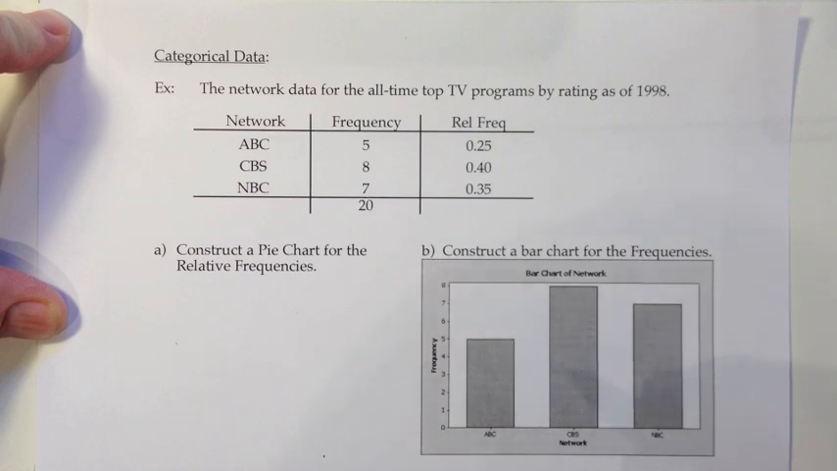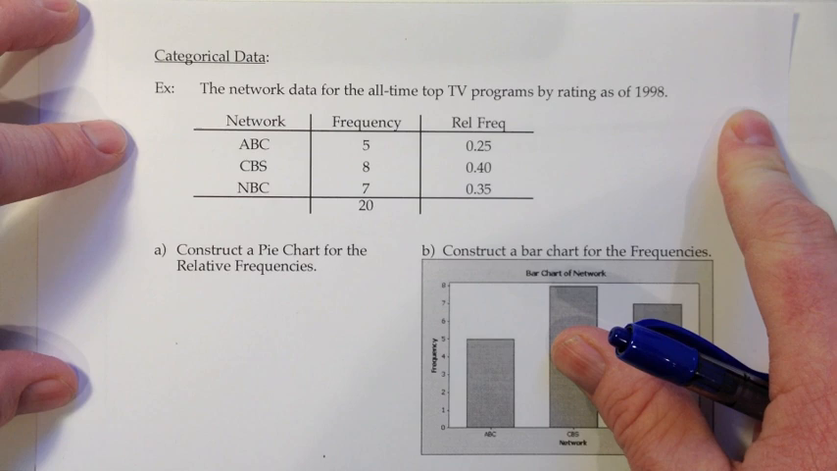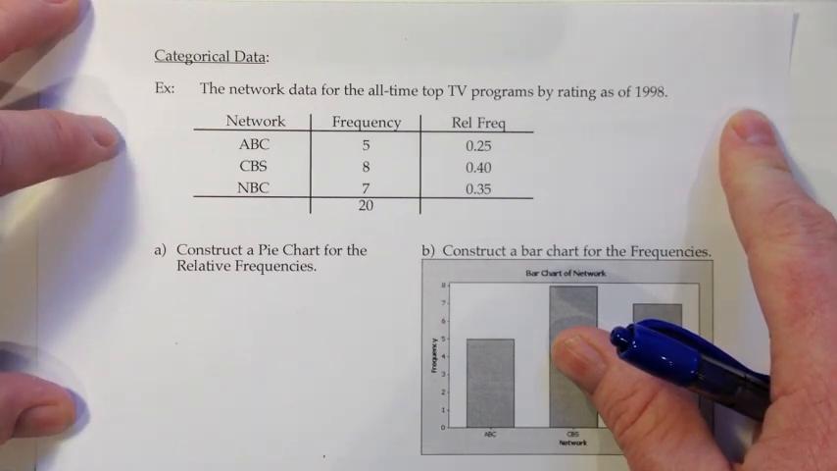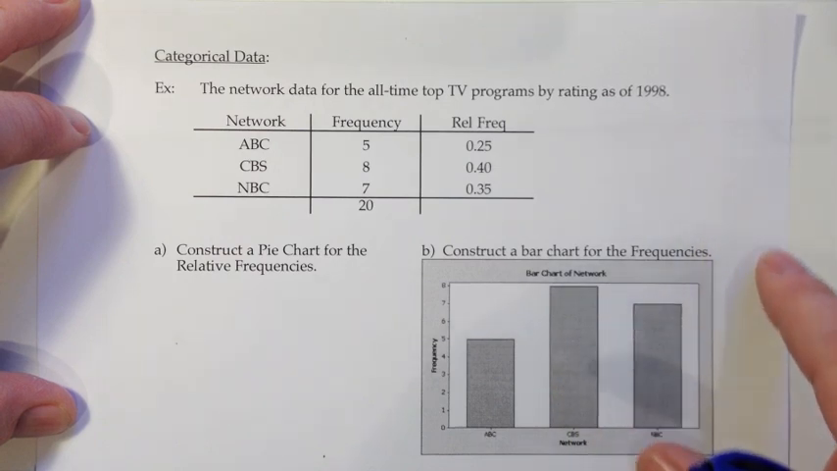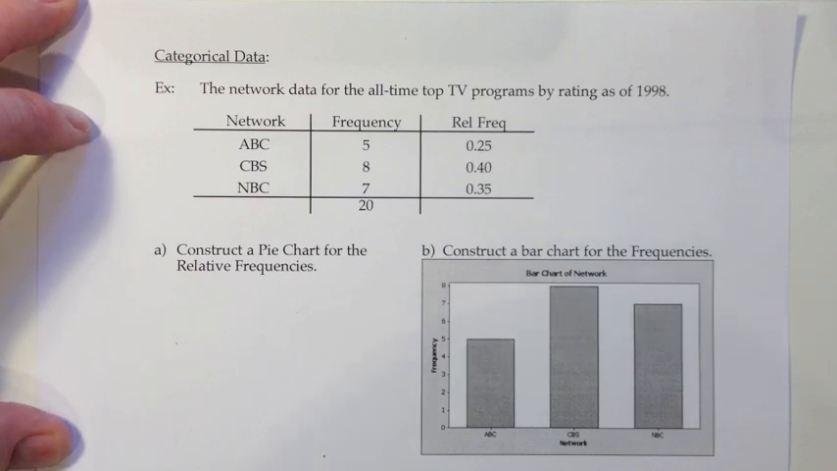Okay, so we're continuing on with section 2.2. We finished doing the graphical displays for quantitative data, and we're going to now move on to the graphical displays for categorical data. We're going to return to the network data that we looked at in the previous section, where the networks are ABC, CBS, and NBC, and we had done the frequency and relative frequencies previously. And now we're going to do two things for that. One of them is we're going to construct a pie chart for the relative frequencies.